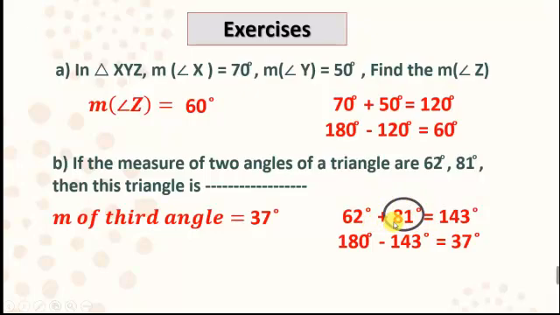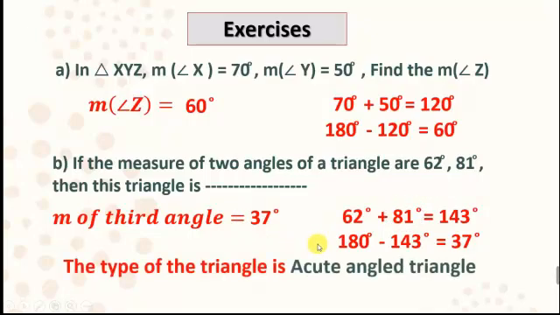What's the type of this angle? This angle is an acute angle. So the type of this triangle is an acute angled triangle. The biggest one is acute, and all three angles are acute. So this triangle is an acute angled triangle.